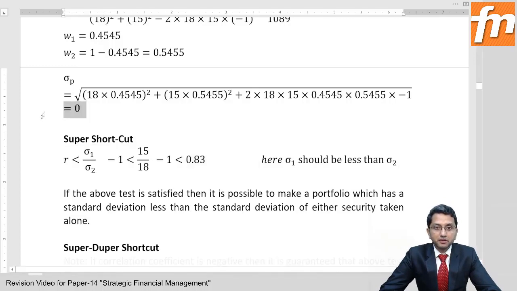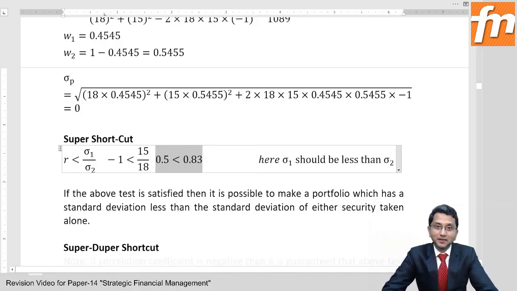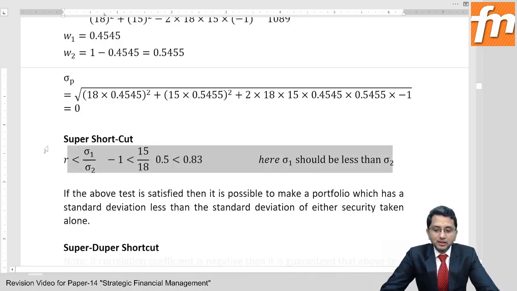And here is the proof: the risk is even 0. Suppose the correlation is not minus 1. Let's take an example and assume the correlation is plus 0.5. Even then, the test is still satisfied, because 0.5 is less than 0.83, sigma 1 upon sigma 2. And if this test is satisfied, I can surely say that there exists a portfolio which has a risk less than 15%. So that's a super shortcut.